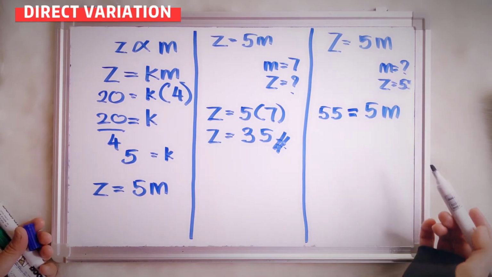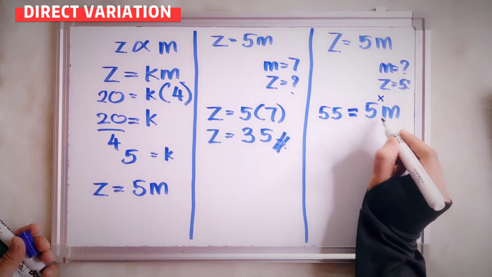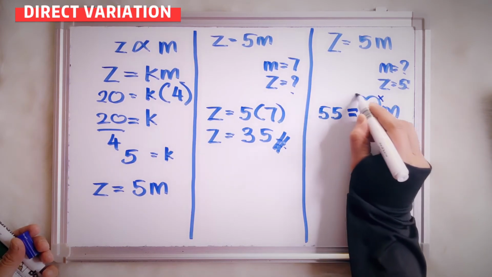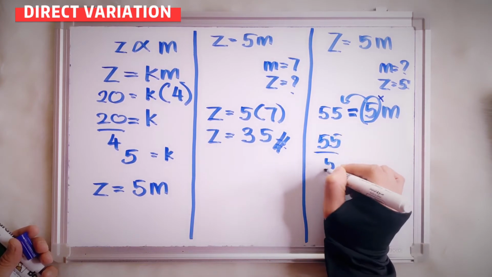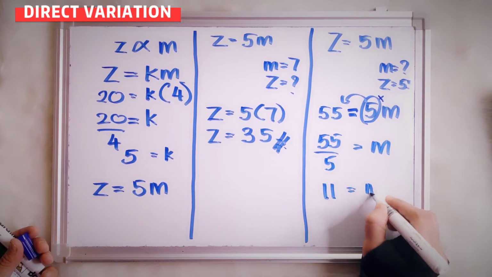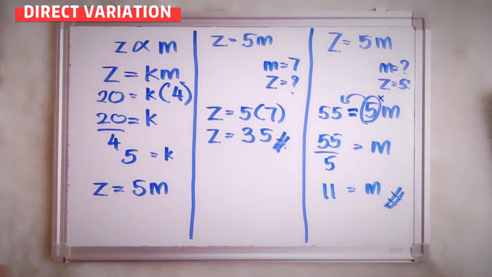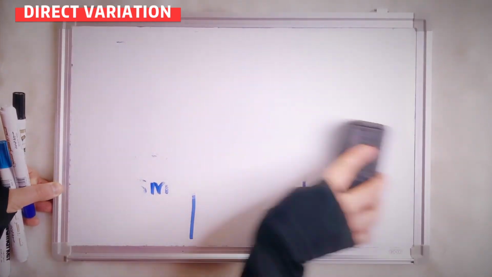Do you see any operation in between 5 and m? No, right? So that means this is multiply. So you want to remove here to this side. That means you have to divide. 55 over 5 equals m. That means 11. Your m now equals 11. Alright? Easy? Okay. One more.